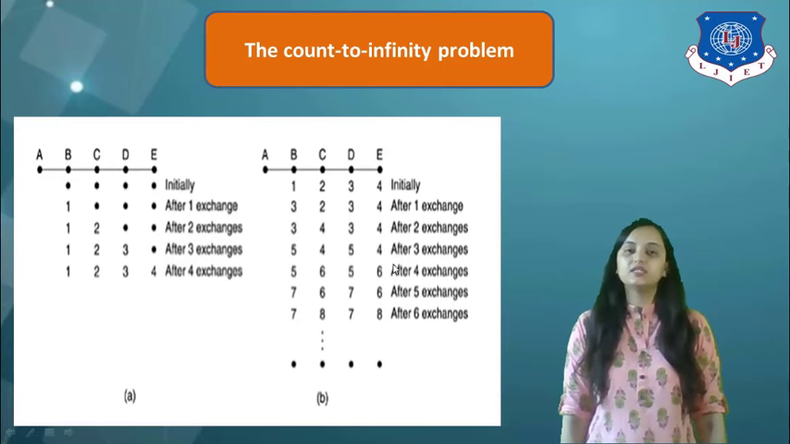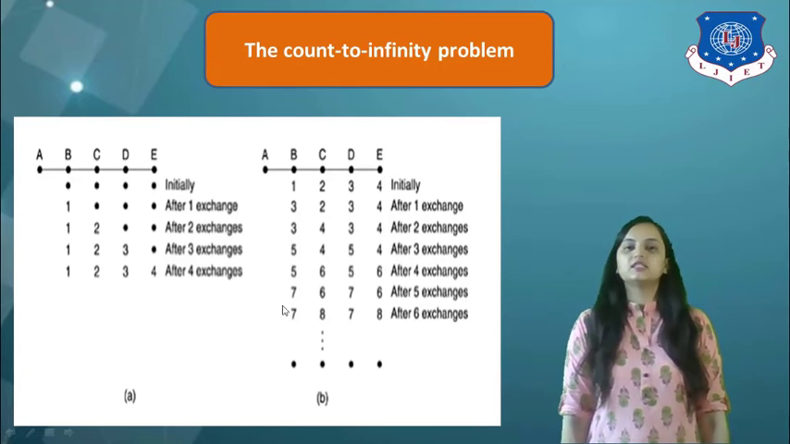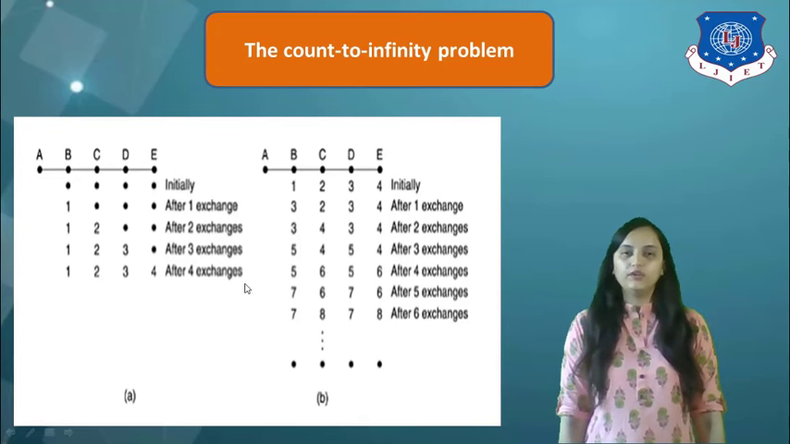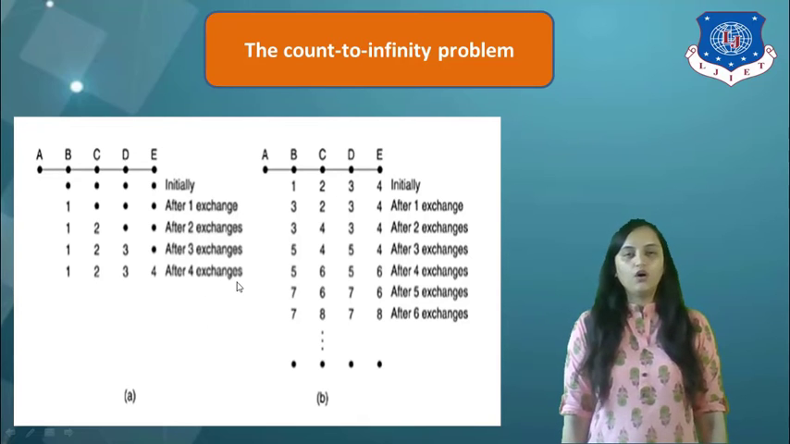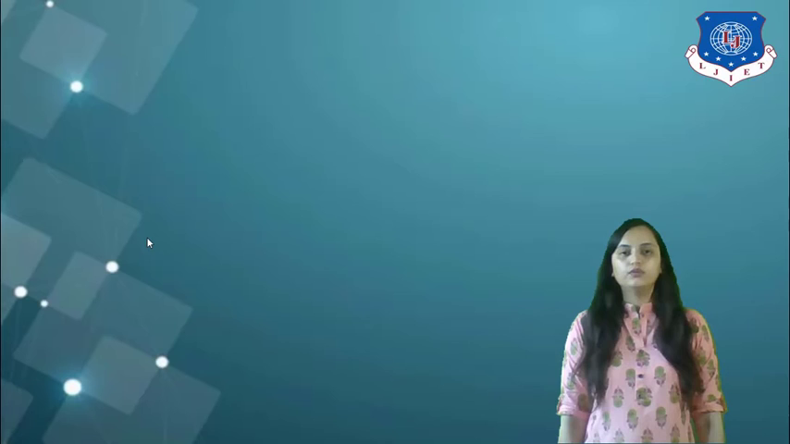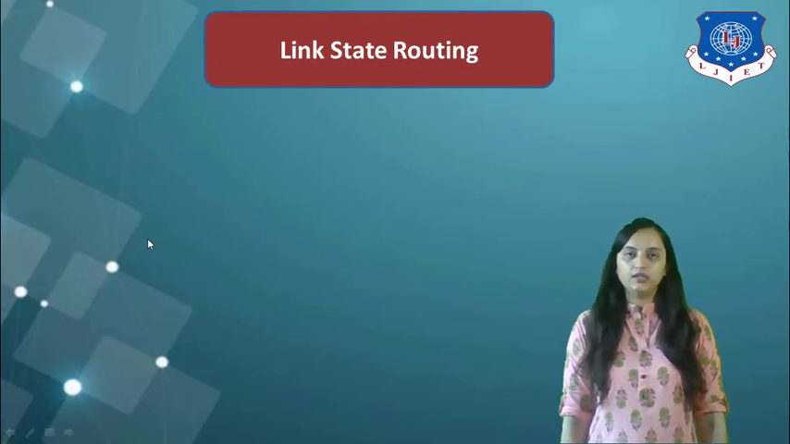Likewise, this happens after every exchange, and this goes on up to infinity. So this is the problem which is called the count to infinity problem, where every node or router counts and updates its value an infinite number of times. This is the problem which arises in this algorithm, which is referred to as the count to infinity problem. Now let's see the next one.